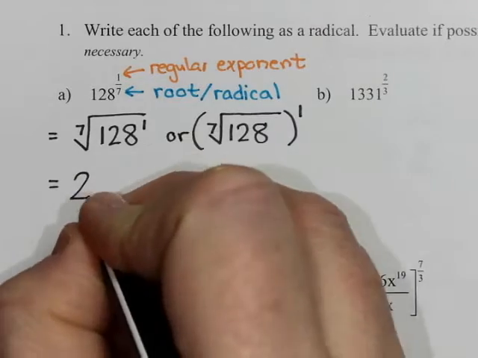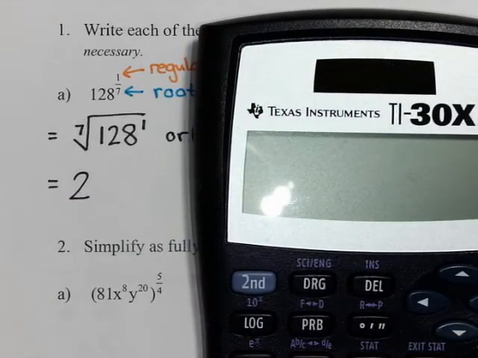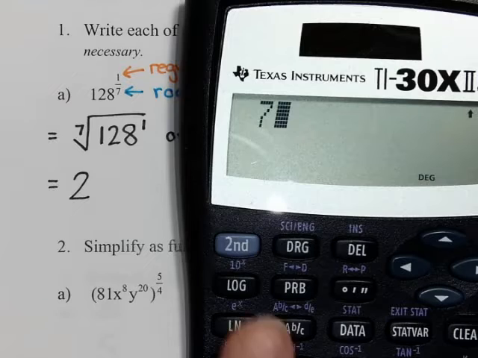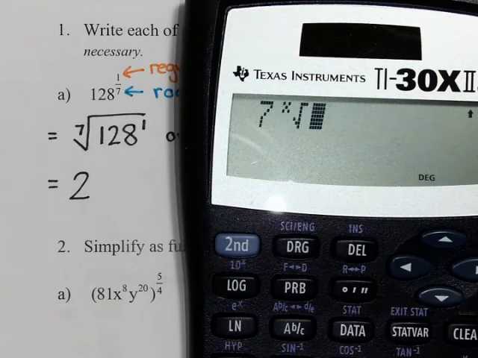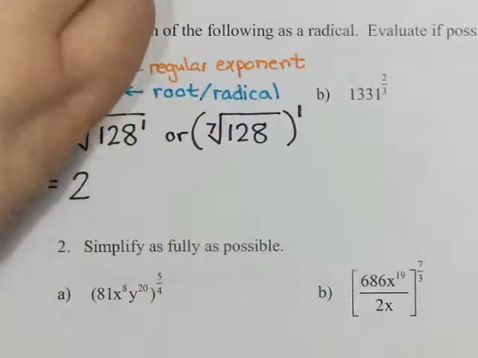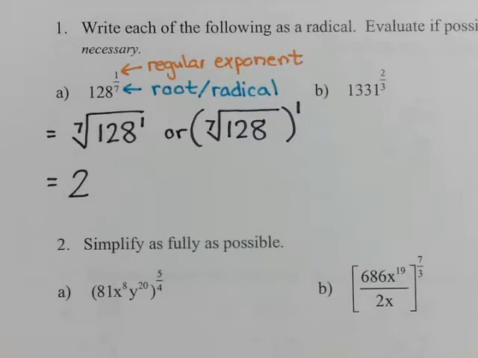If I use my other calculator, I would do the 7 first. So I would put in 7, and then second, my exponent button, and then 128 to the power of 1 equals. And I get 2. So I got 2 either way. Okay, we're going to try our next example.